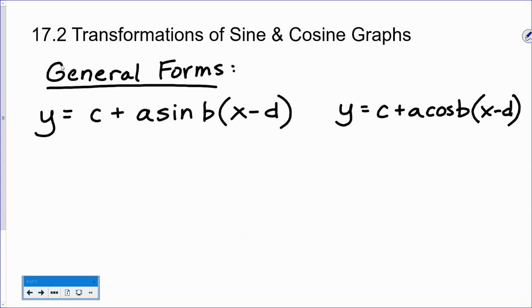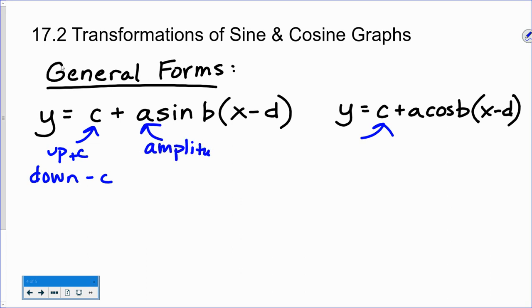Thinking back to Algebra 2, when you had transformations of graphs, things that move the graph up and down, left and right, stretches, compressions, reflections, that still happens here too. So the C for both of those will move your graph up C units, and we go down if it said minus C. So plus C goes up, minus C goes down that many units. Same thing for either cosine or sine. A, as we've already looked at before, is your amplitude, so that hasn't changed. We talked about that already.